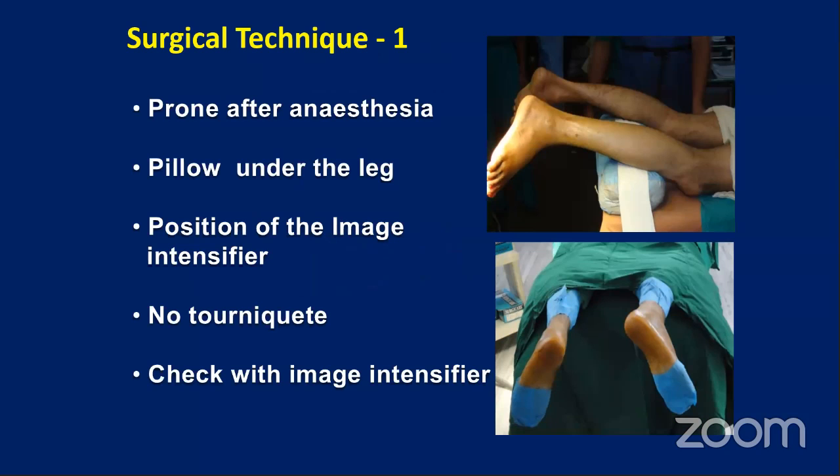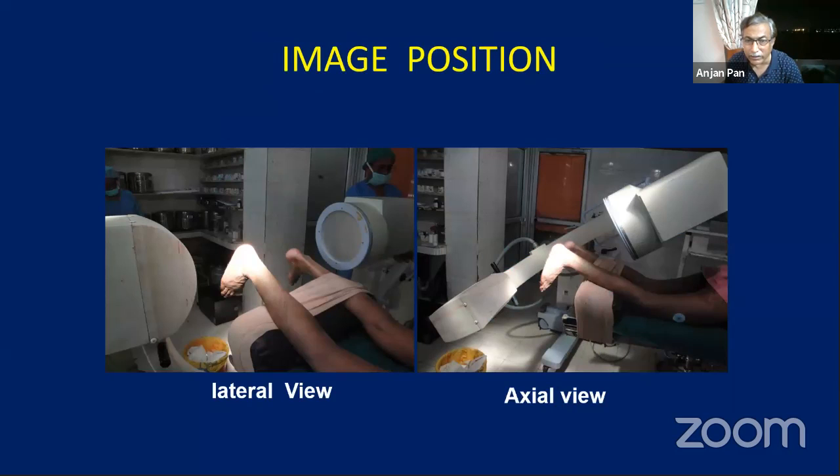Yes, sir. You're telling the surgical steps. Okay, please go on, sir. I am just mentioning these steps. Usually we are doing it in prone position, with a support under this leg. First, check the image intensifier in axial and lateral and a little bit with rotation, Broden's view. No tourniquet is applied.